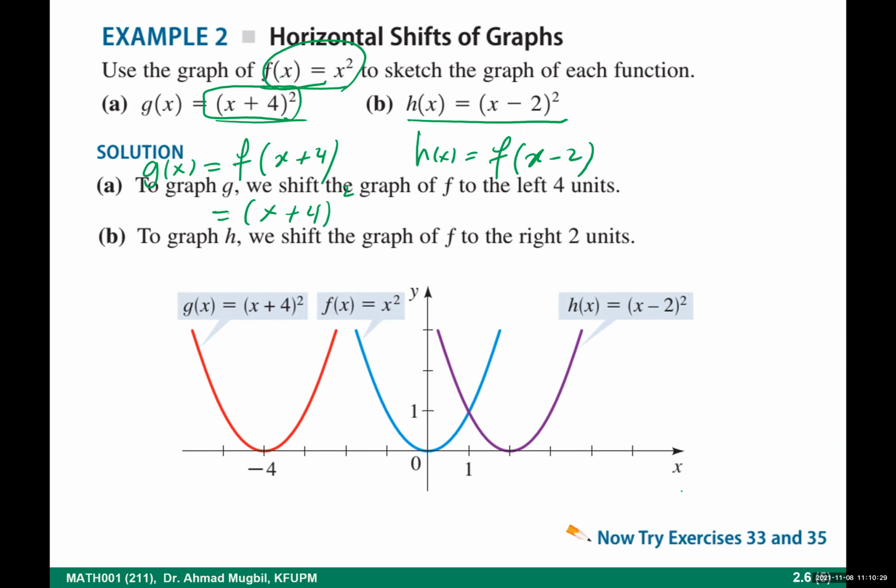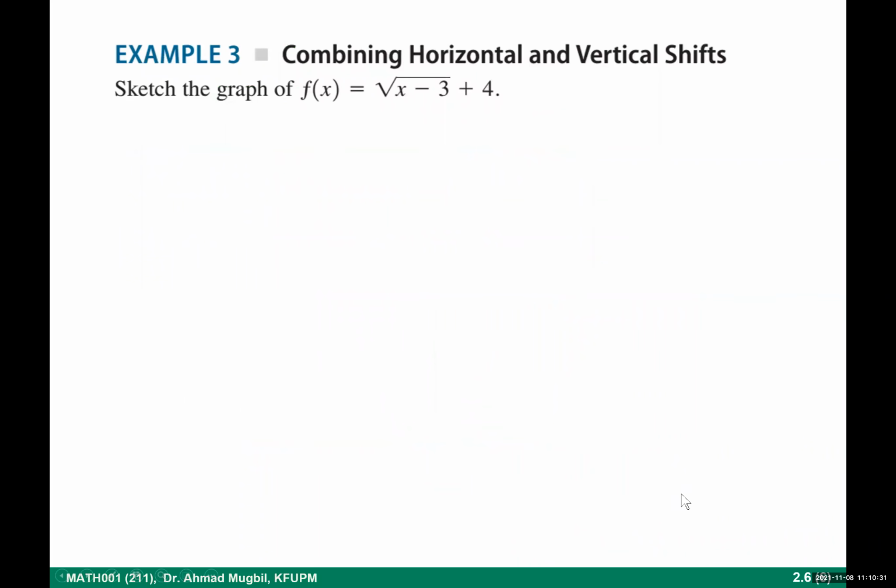Okay. Now the third, let's combine the horizontal and the vertical shift. When we have a combination of these two transformations, what will we do? Sketch the graph of this function. How to start when you want to sketch? We need to sketch the original. What is the basic graph that you will start with? Square root of x. So it is natural to think about this graph, y equals square root of x.